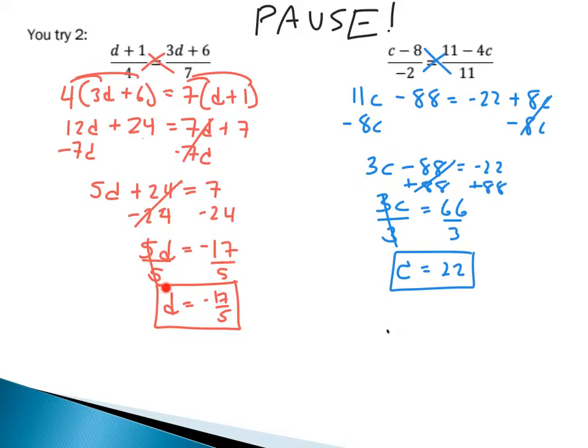Don't freak out. Divide by 5. 5 does not go into 17 or negative 17, so just leave it as a fraction. You get negative 17 over 5. That's okay. You can get a fraction.